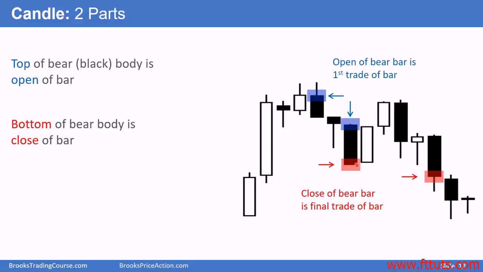So the bottom of every black rectangle is the close of the bar. The rectangle is called the body. A black body is a bear body. A white body is a bull body, a bull trend bar.